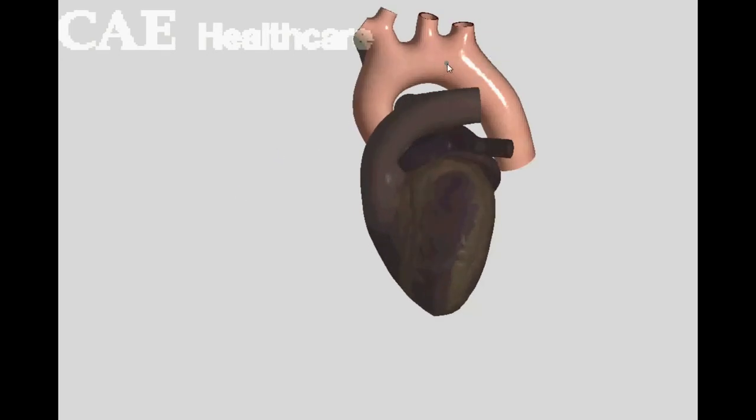We won't go into the various veins and other structures, but that's the basic surface anatomy of the heart.